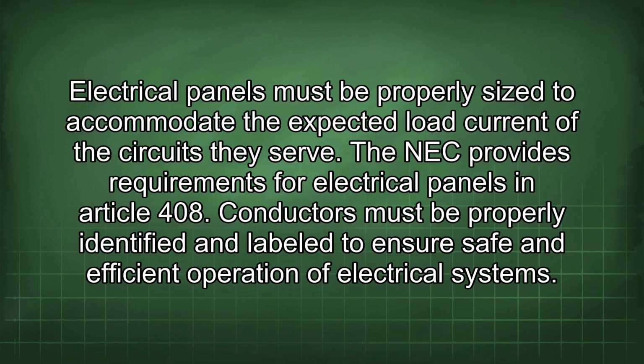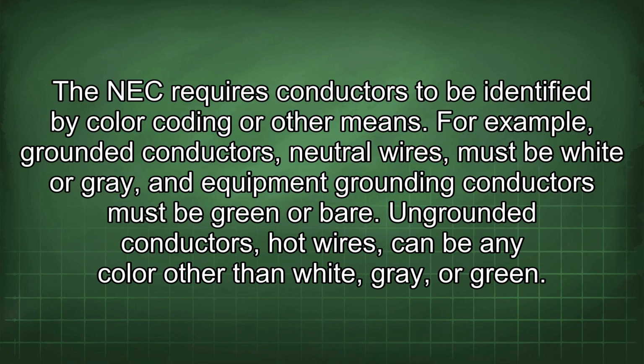Conductors must be properly identified and labeled to ensure safe and efficient operation of electrical systems. The NEC requires conductors to be identified by color coding or other means. For example, grounded conductors, neutral wires, must be white or gray, and equipment grounding conductors must be green or bare. Ungrounded conductors, hot wires, can be any color other than white, gray, or green.